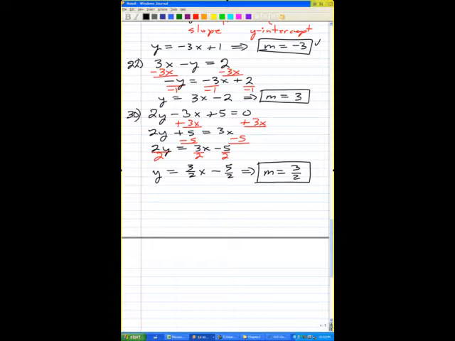So let me do problem number 34. This says to consider the lines A, B, C, D, E in the figure.